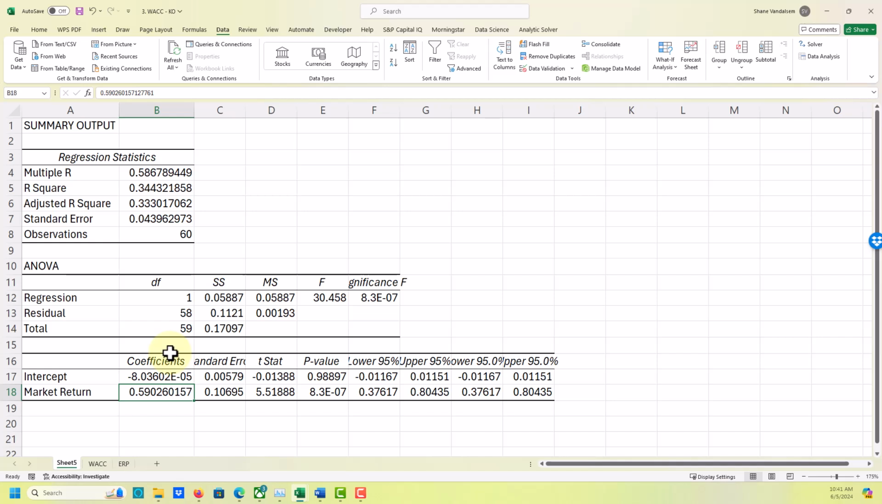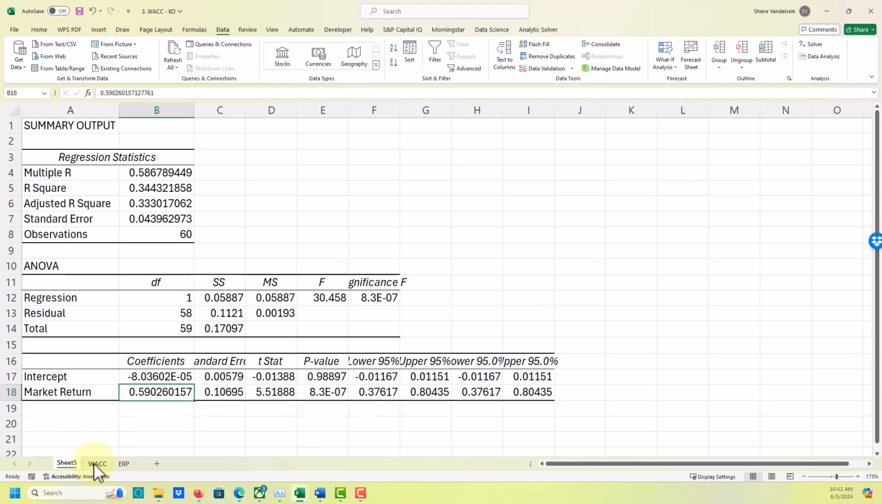In this case, the likelihood that this is equal to 0 is virtually non-existent. It is in fact greater than 0 and is statistically significantly greater than 0. So we're going to go ahead and use this. This is our beta. It's 0.59 for the firm.